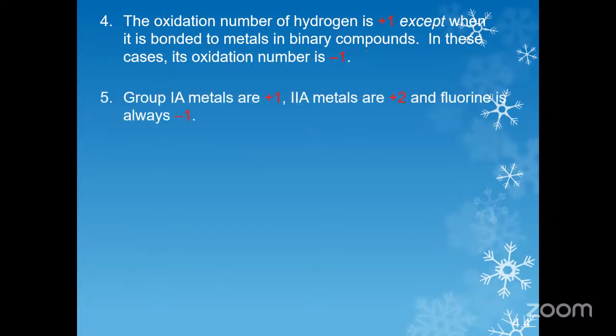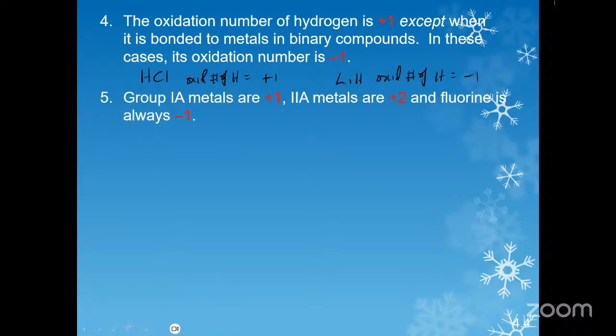So for example, in the case of, let's say, HCl, the oxidation number of hydrogen is +1. But if you have, let's say, lithium hydride, the oxidation number of hydrogen is -1, all right? So it all depends on what hydrogen is bonded to, all right?